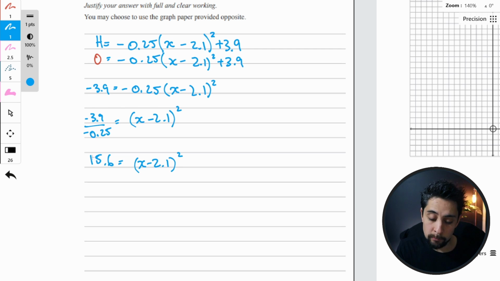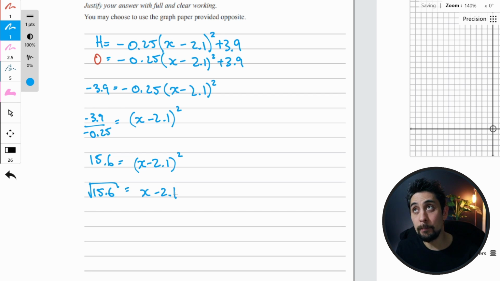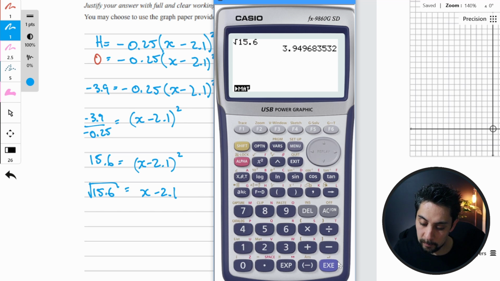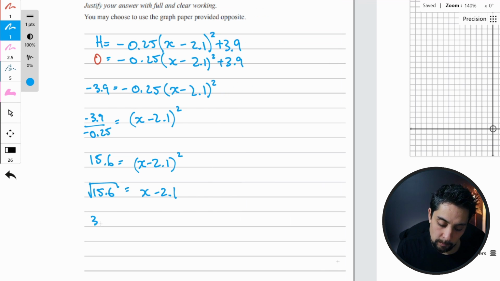Let's take the square root of both sides to get rid of this square. The square root of 15.6. Well, the square root of 16 is 4, so it'll be a bit less than that. Is it about 3.8-ish? The square root of 15.6 is 3.95. I was a little bit off there.